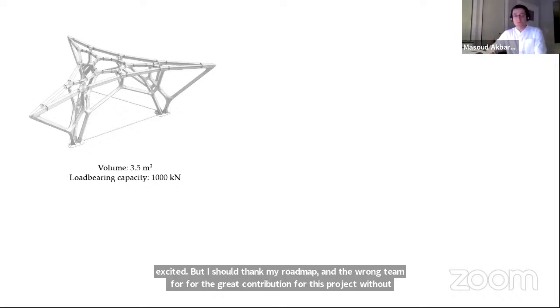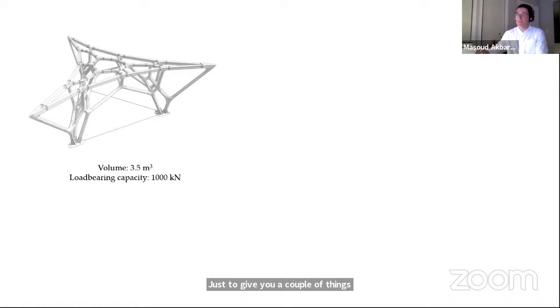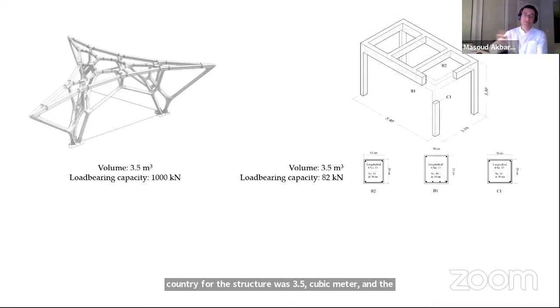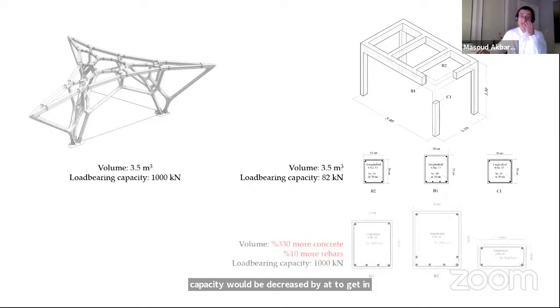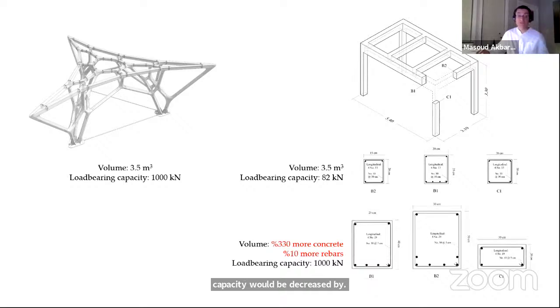Just to give you a couple of facts about material use and performance of the system. The total volume of concrete for this structure was 3.5 cubic meters, and the load bearing capacity was 1,000 kilonewton. If you want to use the same volume of concrete to design a conventional beam structure to span the same span, the load bearing capacity would be decreased to 80 kilonewton. And if you want to increase the load bearing capacity to 1,000 kilonewton, you have to add 330% more concrete and use 10% more rebars. So this clearly shows the efficiency of the system and the inherent elegance, which is the result of the use of this method. Right?